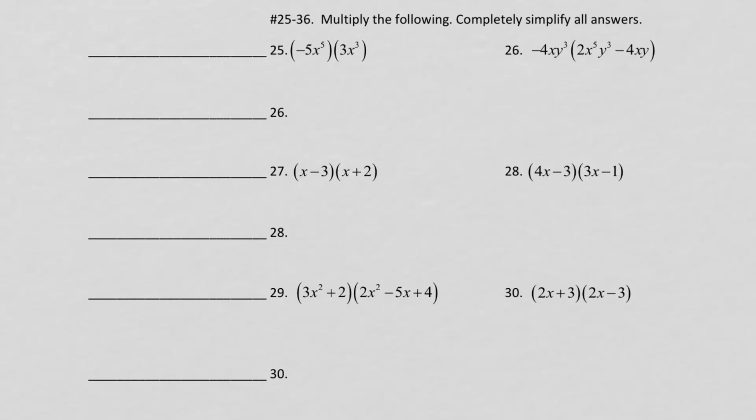Okay, when we're multiplying these, negative 5 and positive 3 multiply to negative 15, and then we have x to the positive 5 plus 3 is positive 8. When we multiply this, we're going to have to distribute this. And then when this times this, negative 4 times 2 is a negative 8. And we have x to the 1 and 5, 1 plus 5 is 6. And y to the 3 and 3, 3 plus 3 is also 6. And then we're going to have a plus because negative times negative is a positive.